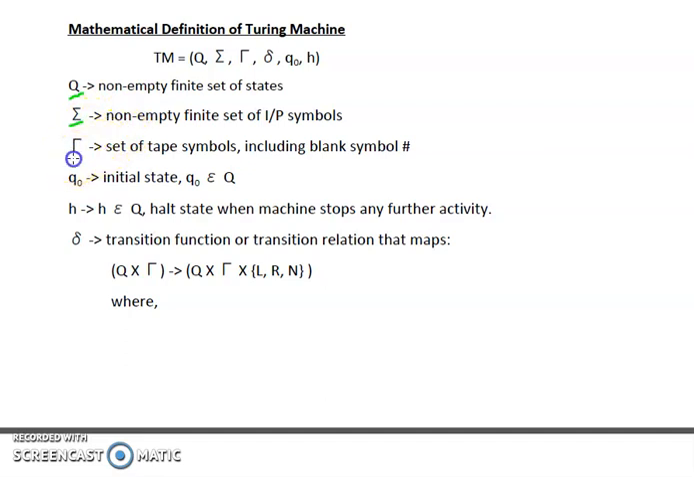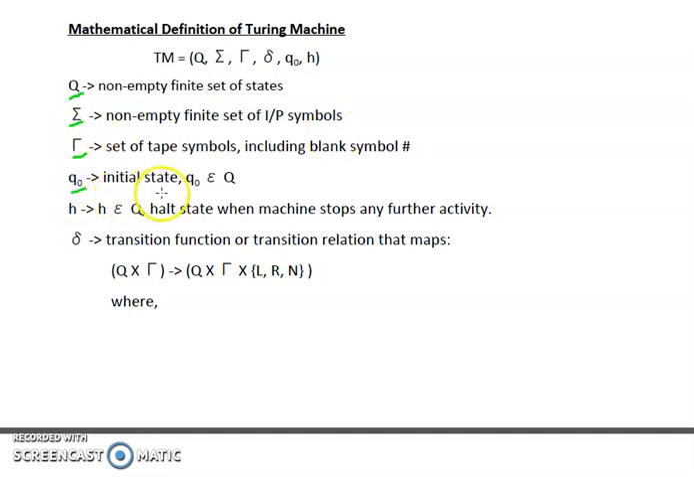Then the third tuple is gamma. Gamma is a set of tape symbols and it includes a blank symbol, hash. So whatever symbols are present in our infinite tape, those are represented in the set gamma, and there is one more symbol, a blank symbol, which is represented using a hash. As we had discussed in our previous video, the hash tells us about the ending of the string in our infinite tape.